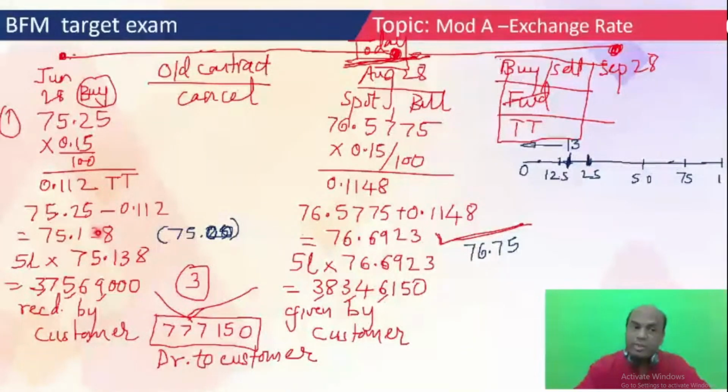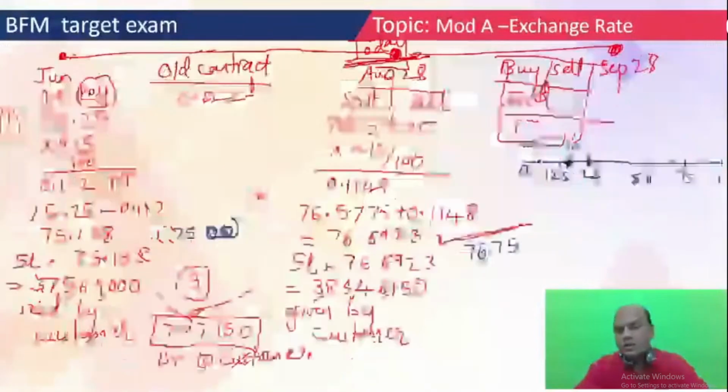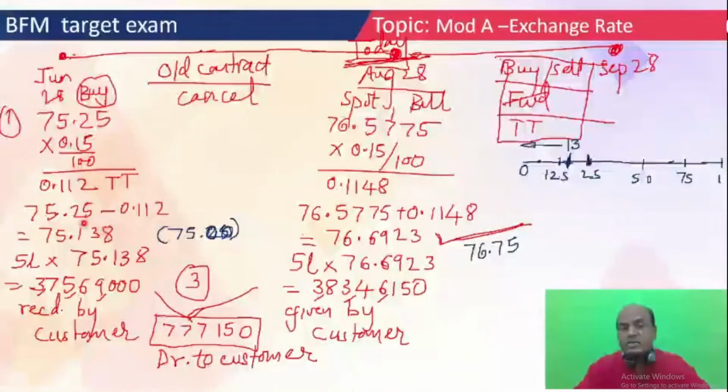But what did they say? Round it off to nearest 0.25 paise. If you want, you can round this off also. So nearest 0.25 paise is what? 75.138, it is nearest to what? It is always nearest to 75. Okay? Got it? One sec.